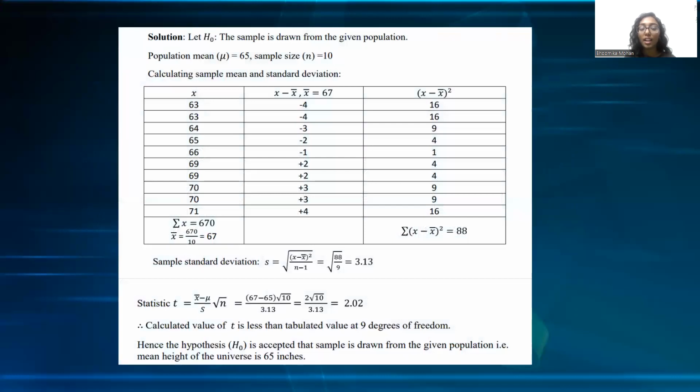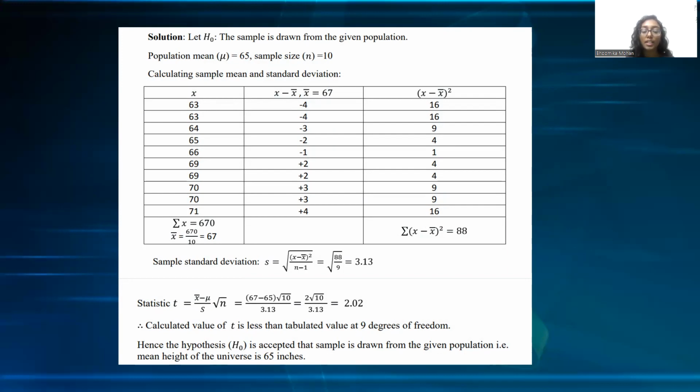The solution: let H naught be the sample is drawn from the given population. Population mean mu equals 65, sample size n equals 10. Calculating sample mean and standard deviation. Here the table is shown, and the sample standard deviation s equals root of summation (x minus x bar) the whole square by (n minus 1) equals root of 88 by 9 equals 3.13.